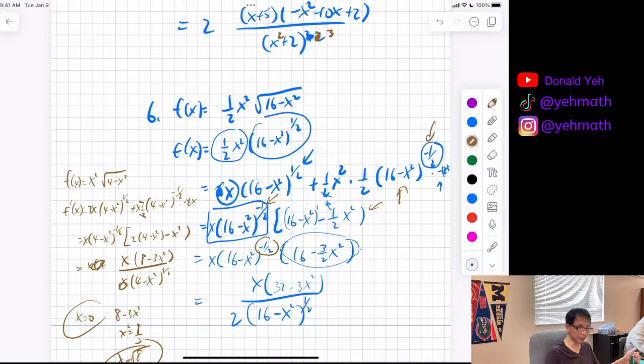The derivative of 16 minus x squared is negative 2x. So this negative sign contributes to this negative sign, because it was positive before. Now it changed to negative, because the derivative of the inside, negative x squared, is negative 2x. So the problem is there's a negative sign there.